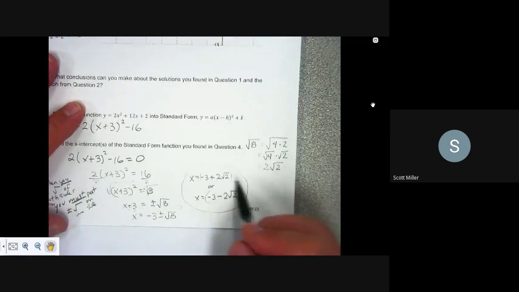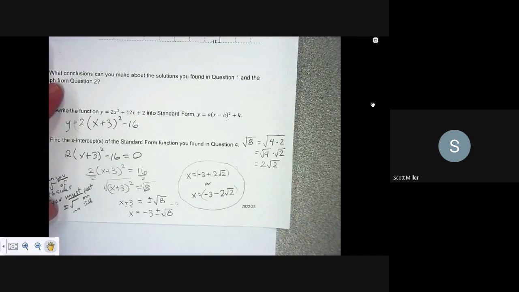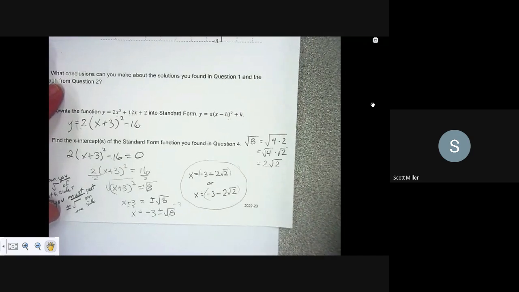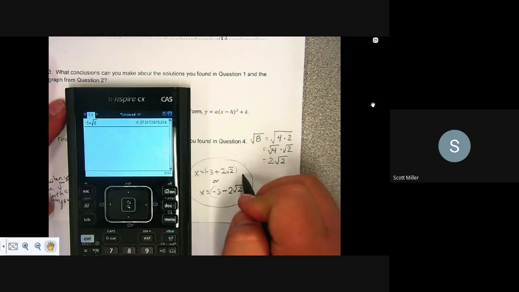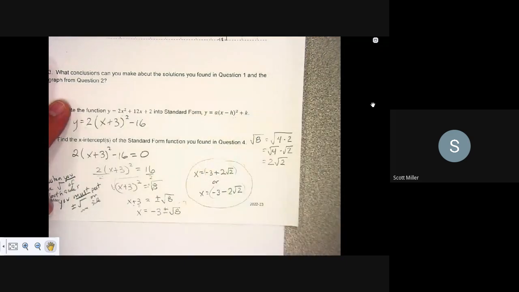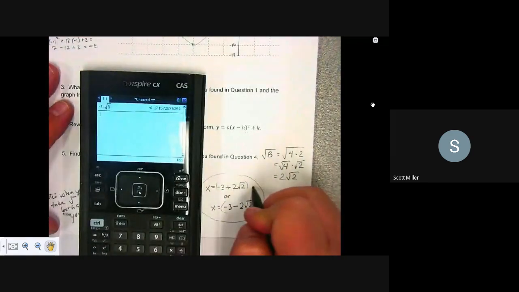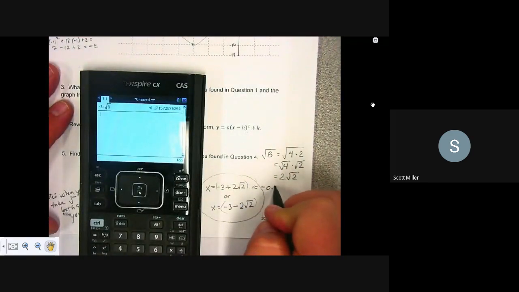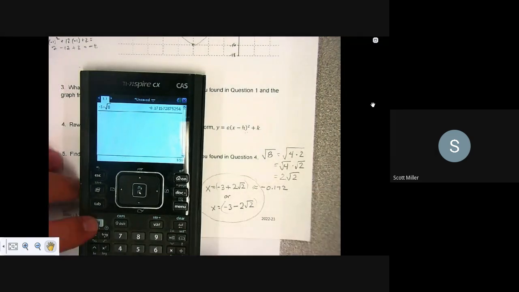And we can use the calculator to approximate these decimals. So let me show you what they are real quickly. So negative 3 plus, and I'm just going to use the square root of 8 because it's easier to type in, the square root of 8. And I'm going to give it as a decimal. So this one right here is approximately negative 0.172. And then we'll do the next one.